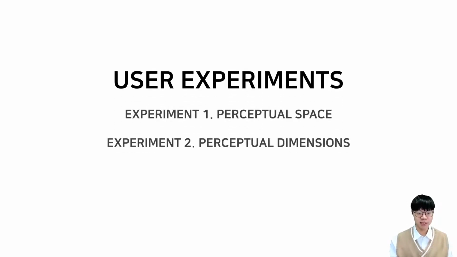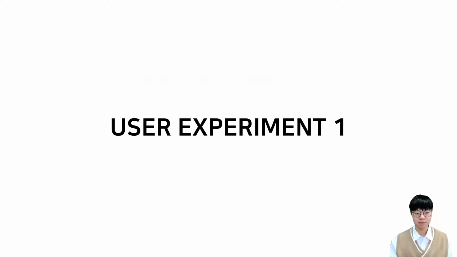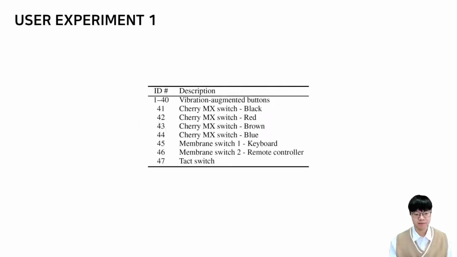The next section shows 2 user experiments to investigate the perceptual properties of the augmented buttons. The first experiment is to estimate a perceptual space, and the second experiment is to project perceptual dimensions into the perceptual space. In this experiment, we wanted to estimate the perceptual space that visualizes the relationships between many physical and augmented buttons.